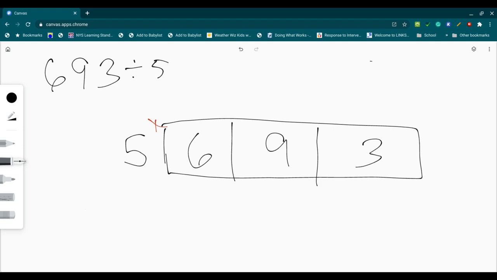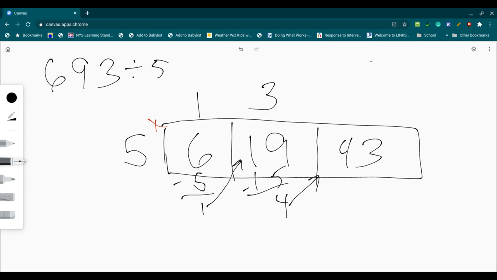And I'm going to look at it first. First box, how many times does 5 come out of 6? Well, I can take it out one time. 1 times 5 is 5. Subtract those two. 1. My 1 comes up here. Now I have 19. Okay. 5, 10, 15. 20 is too much, so 5 comes out 3 times. 5 times 3, or 3 times 5, is 15. Subtract those 2, brings me down to 4 left over. Bring my 4 up next to my 3.